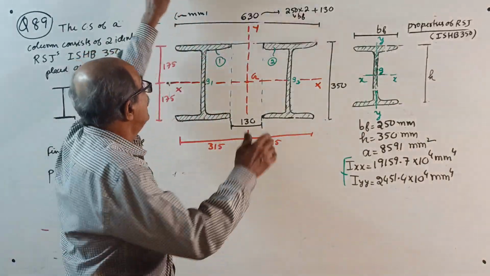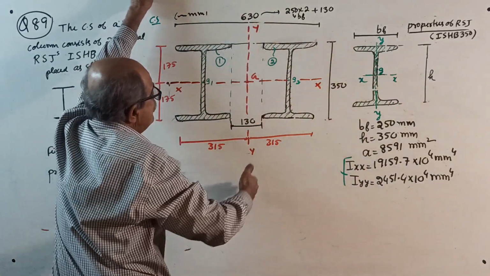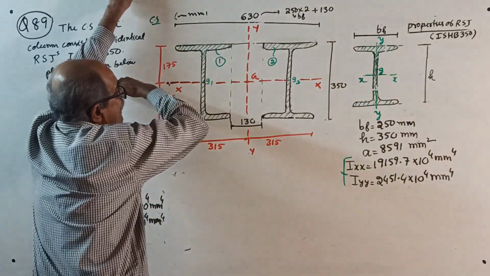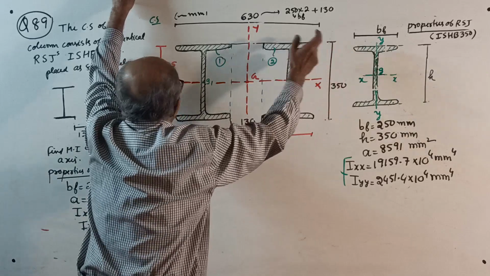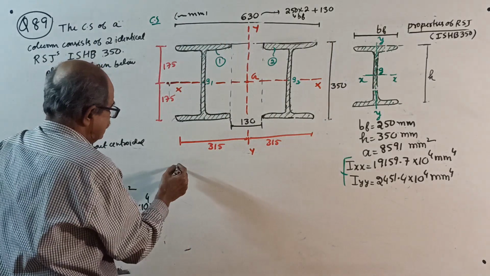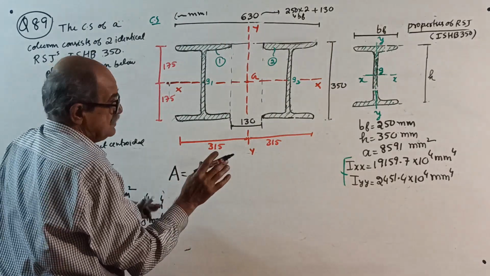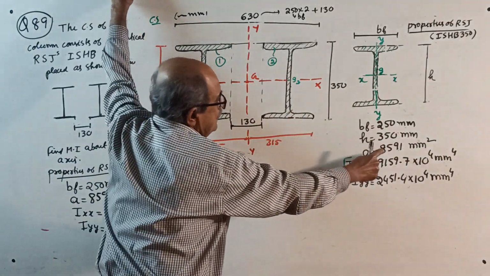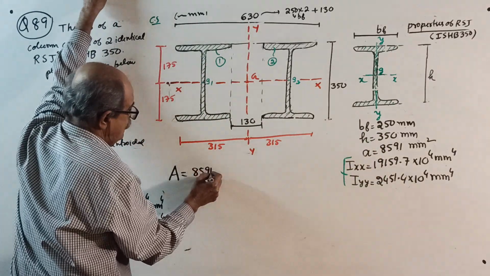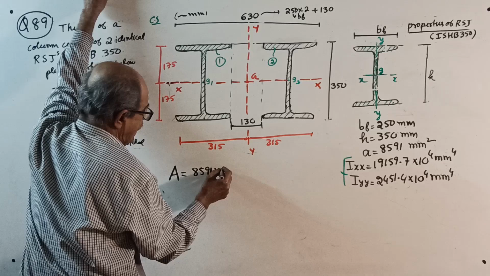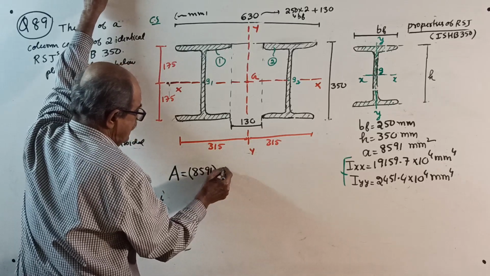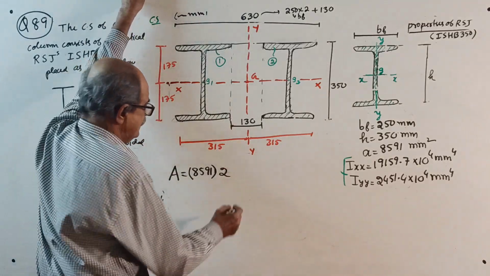Now YY will come exactly in between: half of 630, half of 630. XX will come here: if it is 350, then 175, 175. Always do one thing: first find the area. Area of one RSJ is 8591. 8591 is the area of one, multiplied by 2. You get the answer, the area.